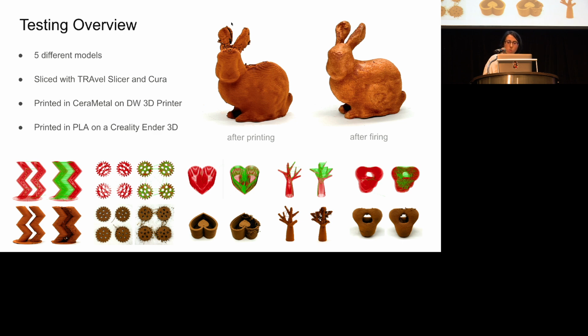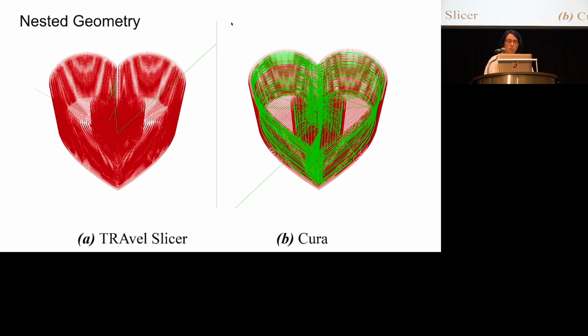The models were sliced with both Travel Slicer and Cura and then printed in Cerametal on an EZAO Direct Write 3D printer and in PLA on a Creality Ender 3. I'll go a little bit more in depth into 2 of the examples.